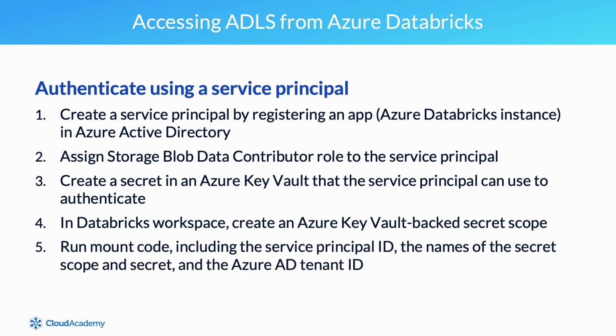Finally, run a much more complicated version of the mount code I showed you earlier. This code includes the service principal ID, the names of the secret scope and secret, and the Azure AD tenant ID. Can you see why I used credential pass-through instead? That's it for this lesson. In the next lesson, you'll see how to do some simple data analysis.